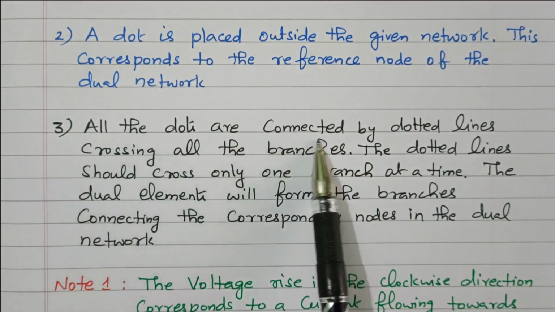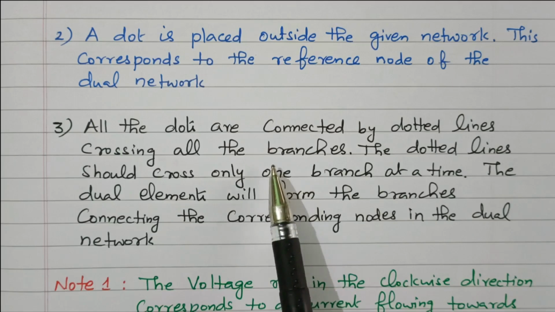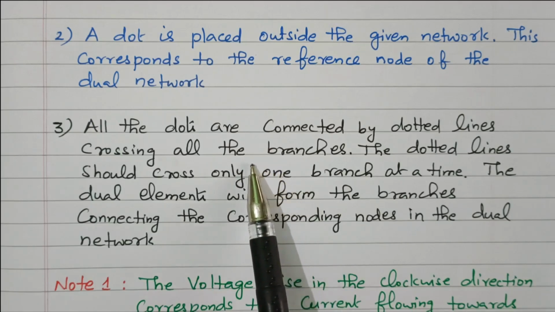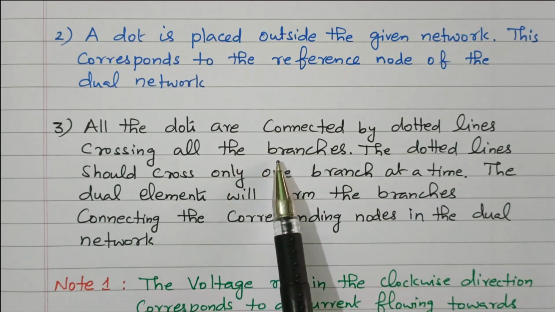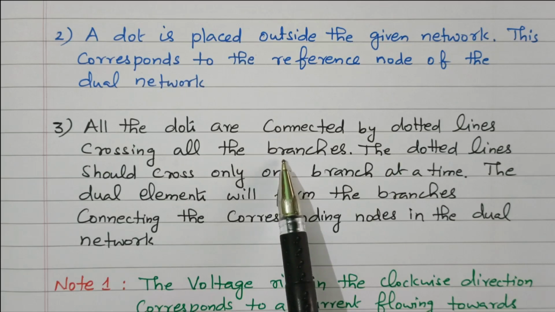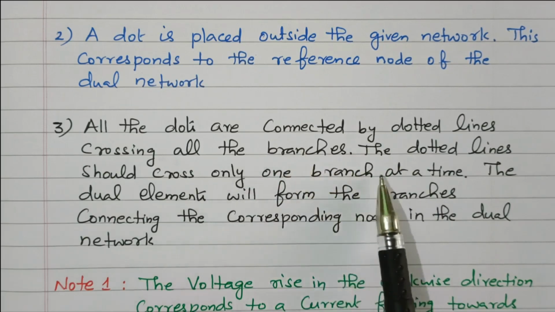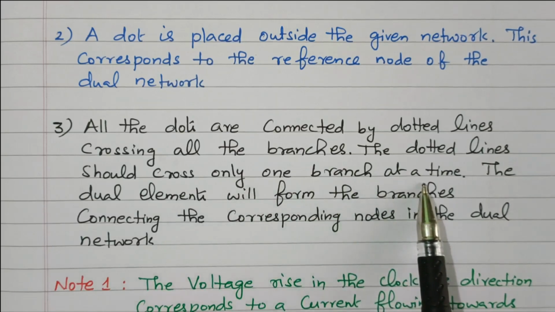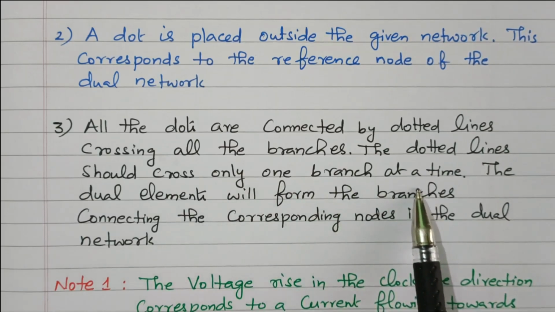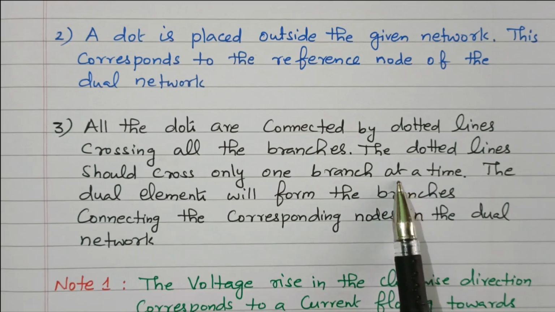All the dots are connected by dotted lines crossing all the branches. Now we need to connect all the dots by the dotted line that goes through the branches, that is either resistor, capacitor or voltage sources. Right? So the dots are connected by the dotted line through the branches, through the elements. The dotted lines should cross only one branch at a time. So for example, if a resistor and voltage source are available, we need to draw a separate line for the voltage source and a separate line for the resistor. Only one element should be crossed.